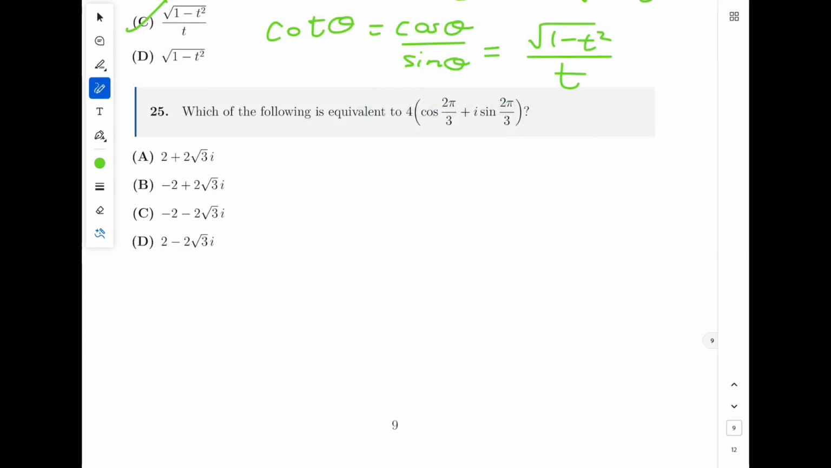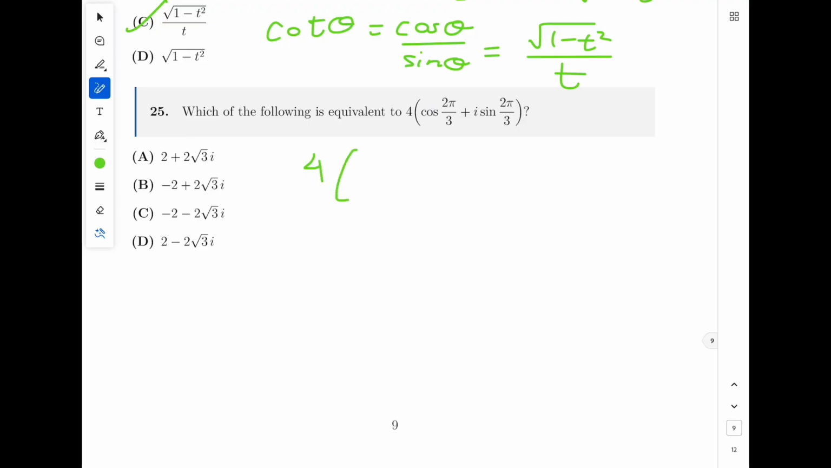Alright, question 25, again a relatively easier one. Which of the following is equivalent to 4 times something something something? Have a shot at it. The only thing you have to do is substitute the value of cos 2 pi over 3 and sine 2 pi over 3. So cos 2 pi over 3, again it's in the second quadrant, so the x coordinate will be negative.